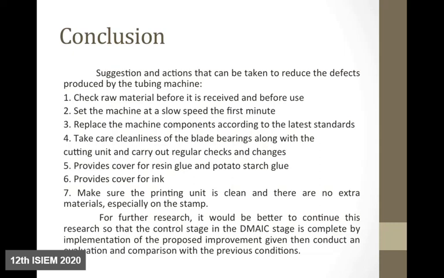And the last slide is the conclusion. Suggestions and actions that can be taken to reduce the defects produced by the tubbing machine: 1. Check raw material before it is received and before use. 2. Set the machine at a slow speed in the first minute. 3. Replace the machine component according to the latest standard. 4. Take care of cleanliness. 5. Provide cover for resin glue. 6. Provide cover for ink, and lastly, make sure the printing unit is clean and there is no extra material, especially on the stem.